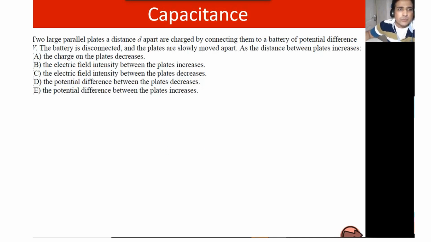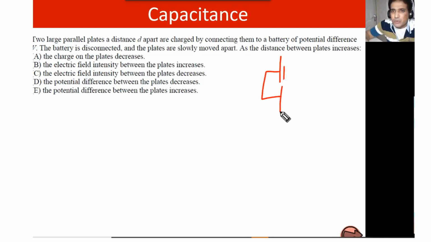Okay, excellent. So it has to be E actually. So you see in this case, the battery is disconnected. So if you pull the plates apart, you will do positive work and the energy stored on the capacitor will increase. It means the voltage will increase because Q will stay the same. So this is what is happening. That's excellent.